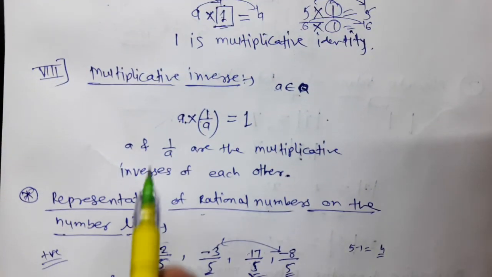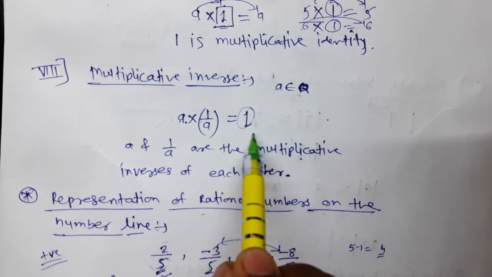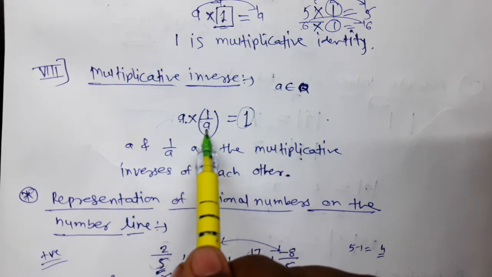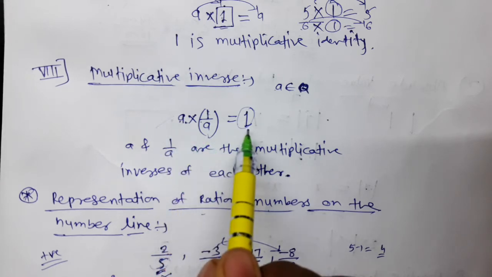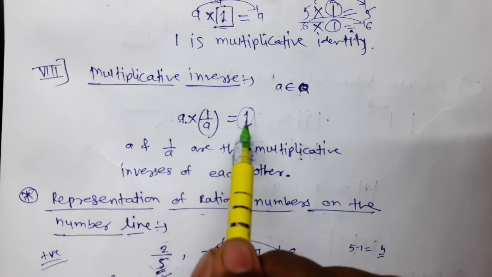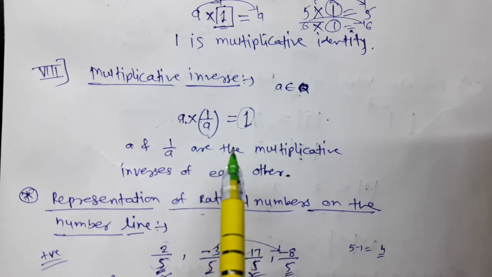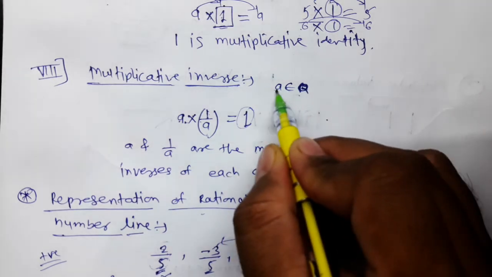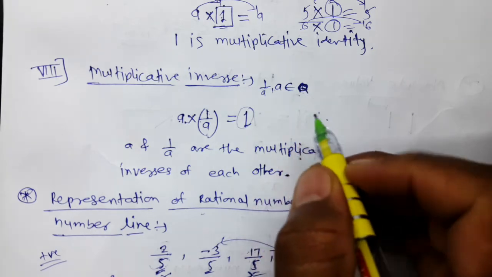The next point is the multiplicative inverse. The multiplicative identity will be the result. a and 1 by a are the two numbers. After multiplying we get plus 1, so a and a will be cancelled, giving 1 into 1, 1. So a and 1 by a are the multiplicative inverses of each other, and both a and 1 by a belong to capital Q.